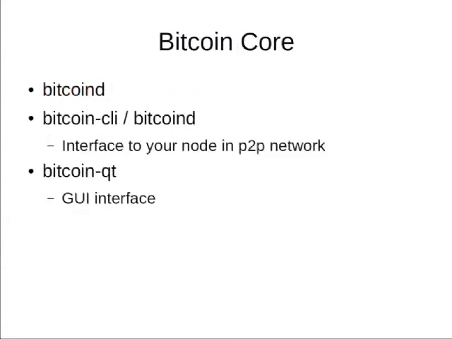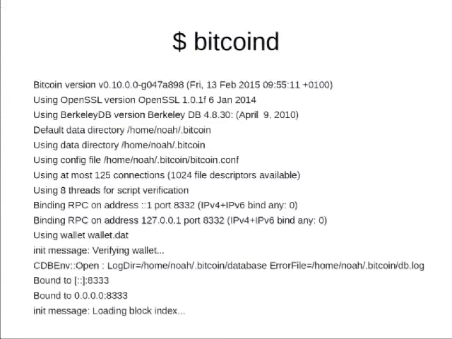So Bitcoin Core, which is the code from that website I was just showing you, has Bitcoin D, the Bitcoin daemon, Bitcoin command line interface, and Bitcoin QT, which is the GUI interface for Bitcoin. Running Bitcoin D, you'll see something like this, where it's setting up. For Linux, your Bitcoin directory is usually in home, your username, .bitcoin. And remember, I think it's over 40 gigabytes now. I use an external hard drive for it. You just want to make sure you have enough space for it.